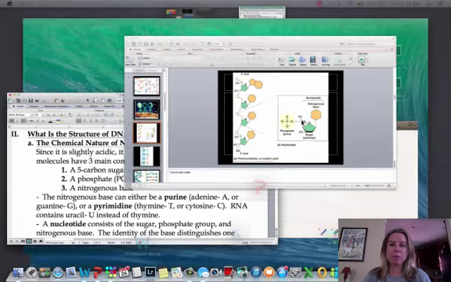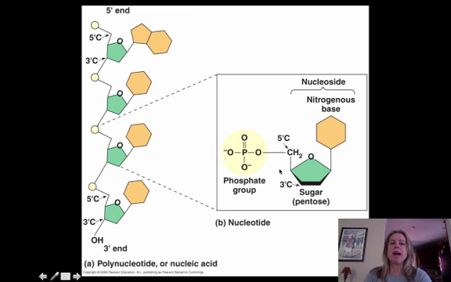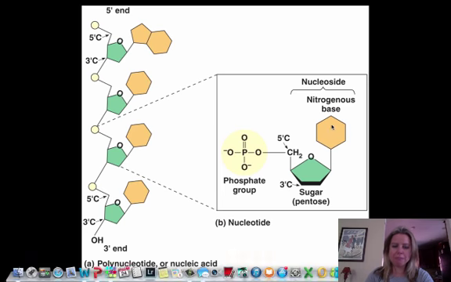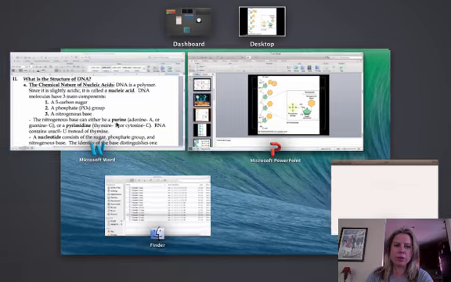So if we go to the PowerPoint, you can see right here that this is a nucleotide. A nucleotide is composed of a phosphate group, a 5-carbon sugar that we're going to get into a little more in a second, and then the nitrogenous base. Those are the 3 parts of a nucleotide, and a nucleotide is the building block of DNA. All right, back to the notes.